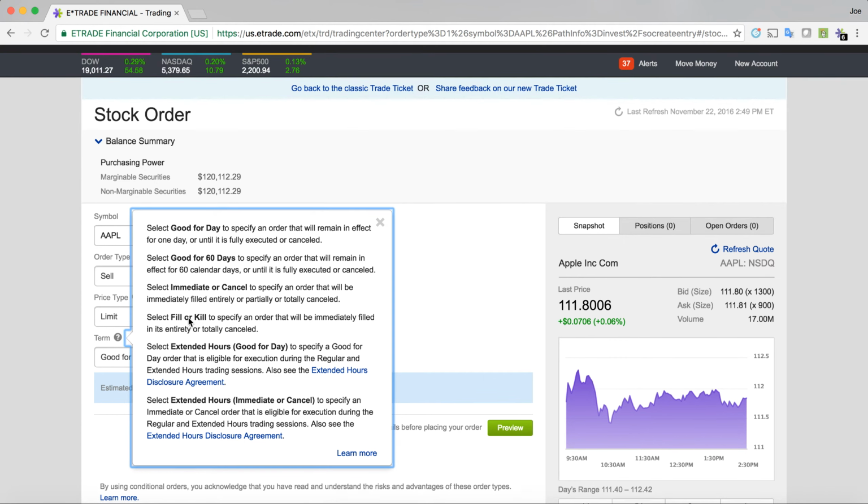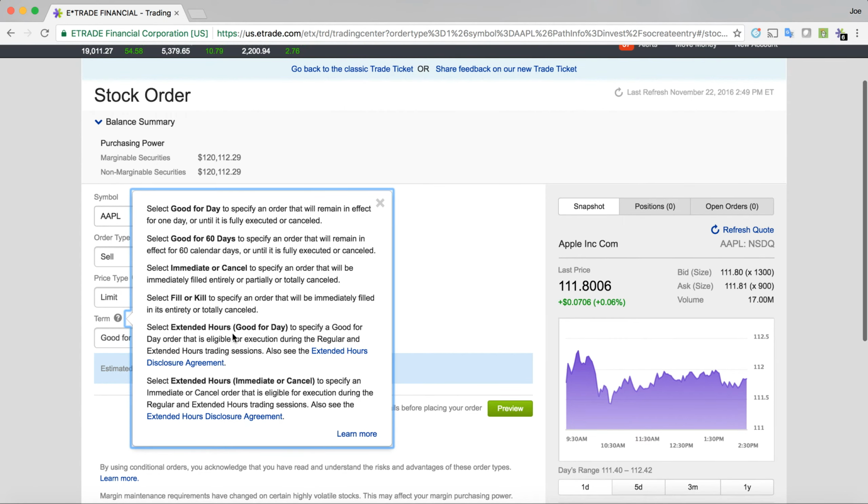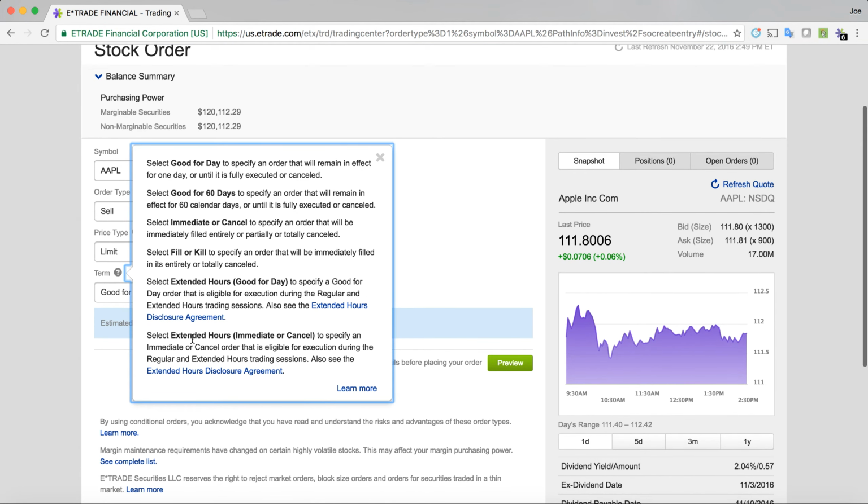Extended hours, which is anytime before 9:30 a.m. Eastern Time or after 4 p.m. Eastern Time. Extended hours specifies a good for day order that is eligible for execution during the regular and extended hours trading sessions. And extended hours immediate or cancel specifies an immediate or cancel order that is eligible for execution during the regular and extended hour trading sessions.